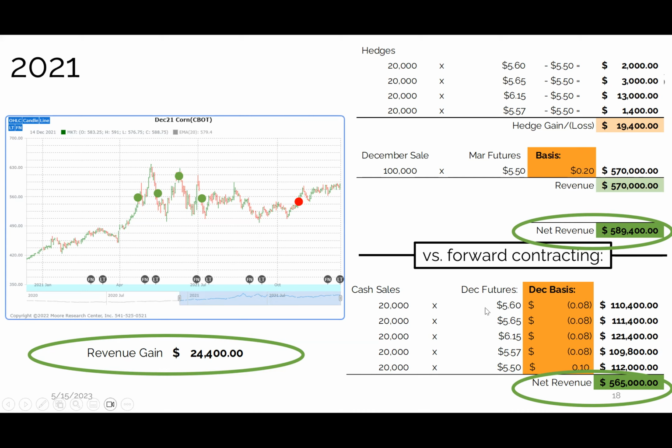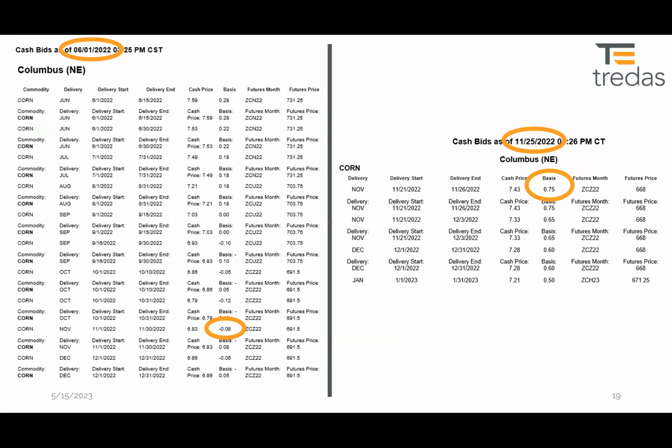If we were just making forward contracts as we went throughout this time frame using the bid sheet that we just showed you, at the time of these sales, we would have been using 8 under basis on the first 4 sales, and then that 10-20 over number on the last one. So the end result of just hedging it and leaving the basis component open resulted in a net revenue gain in this example of 24,400. And I would say that's probably a somewhat average or normal example.